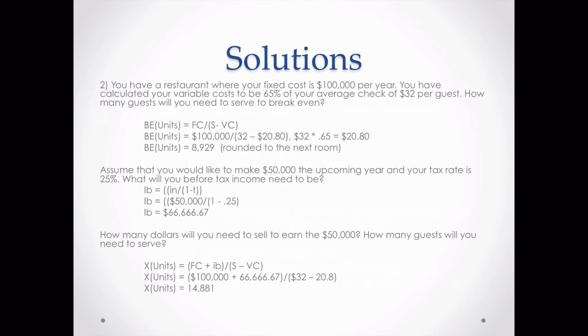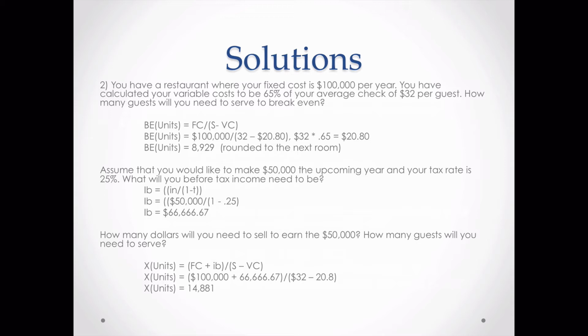Okay, the second question has a twist where instead of me giving you the variable cost in dollars, I gave it to you in percent. So the first thing you need to do is take your selling price of $32 and multiply it by 0.65, and you get a variable cost of $20.80. What you could have done also is calculate your contribution margin, which would have been the 0.35, so 32 times 0.35. But we do it as a straight break-even problem once we've calculated our variable cost, and we have 100,000 divided by 32 minus 20.8, and we get 8,929 rooms when we round up to the next room.